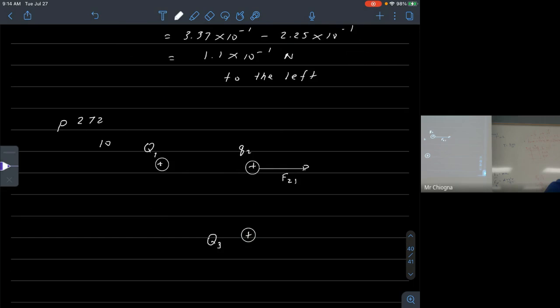Acting or pushing Q2 to the right. This is the force on 2 due to 3, pushing it up. Those two are going to add tip to tail. It's no longer linear. It's no longer an addition or subtraction. I'll let you figure that out.